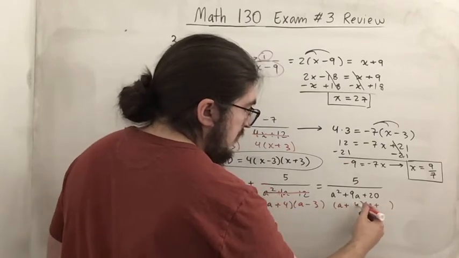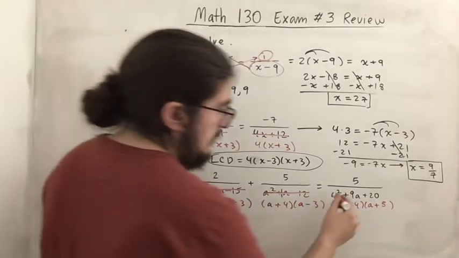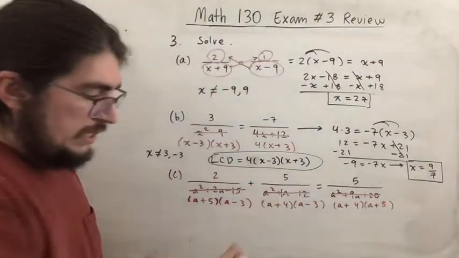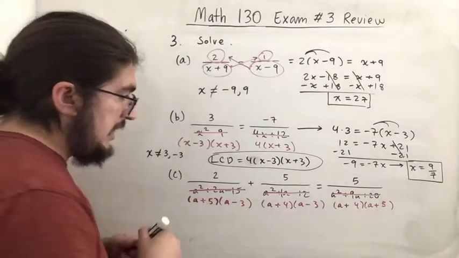And 4 times 5 is 20, and 4 plus 5 is also 9. So that works. Those are the two numbers that multiply to the last and add to the middle. Great. So now I'm going to find the LCD.